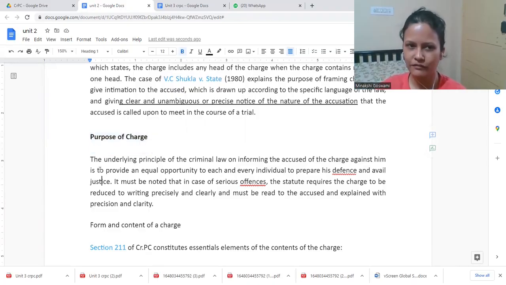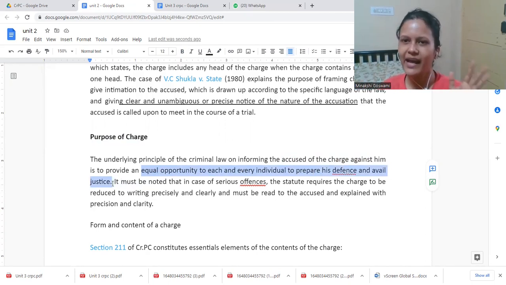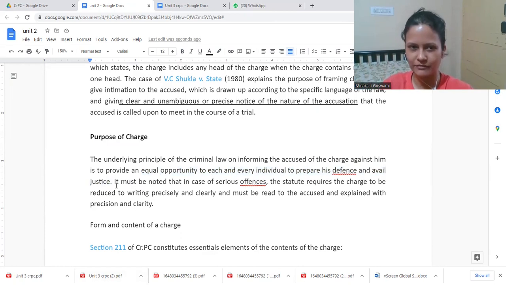Okay, then we have the purpose of charge. The main principle of criminal law on informing the accused of the charge against him is to provide an equal opportunity to each and every individual to prepare his defense and avail justice. When we know these are the charges, we have an idea of the probable questions which would be asked in court. These might be the defenses that I can produce. Everything becomes very clear, and that's the main purpose: the accused person should know it so that he can prepare his defense well and gets equality as well. He gets equal opportunity to defend himself in the court.